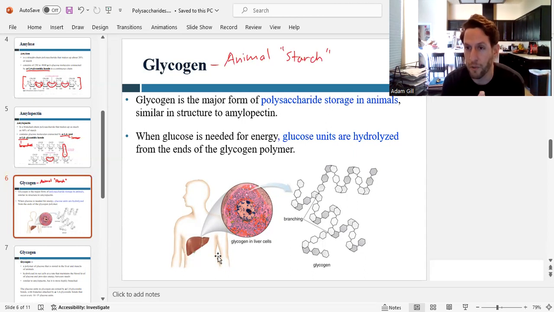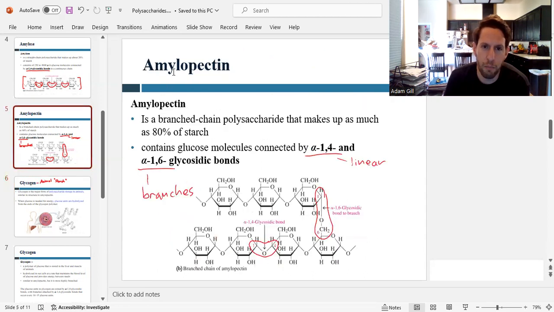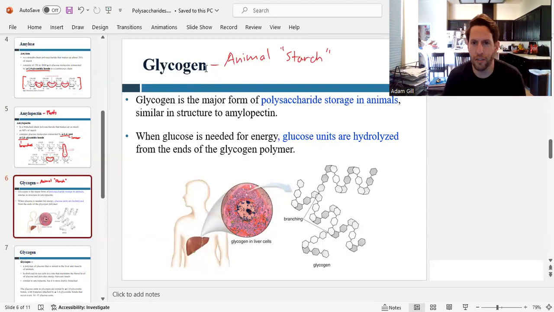And that's why when you wake up first thing in the morning, usually you're hungry or hungry within a few hours of waking up because your body needs to replenish the glycogen to your liver. So amylopectin and glycogen both have the same bonding connectivity. The only difference is amylopectin occurs in plants, and the branches are about 1 every 25 units. Glycogen occurs in animals, and the branches occur about every 10 glucose units, so more branched.